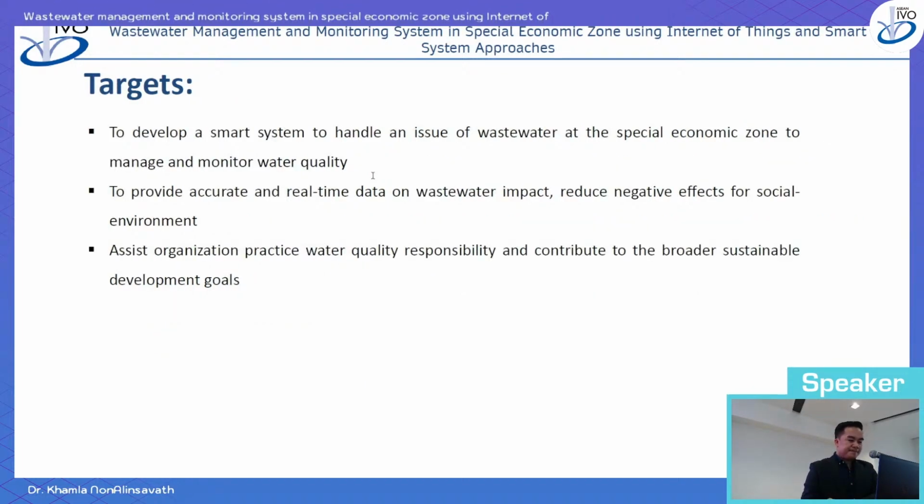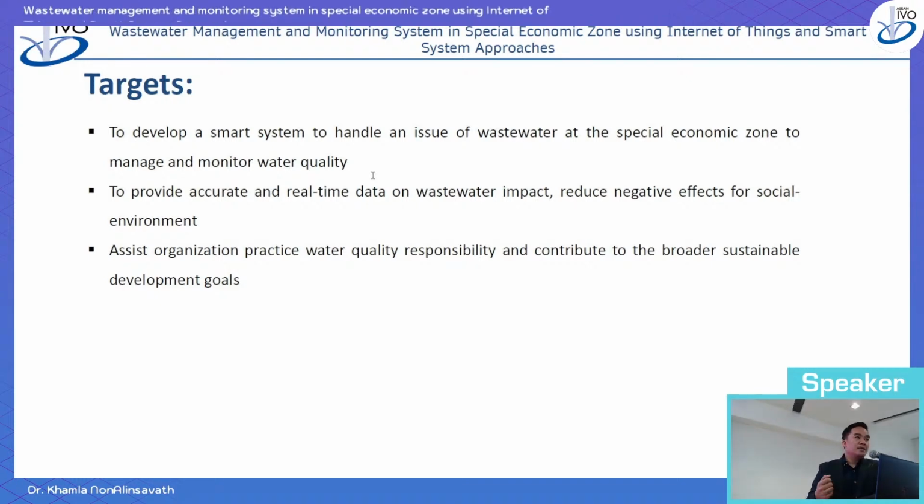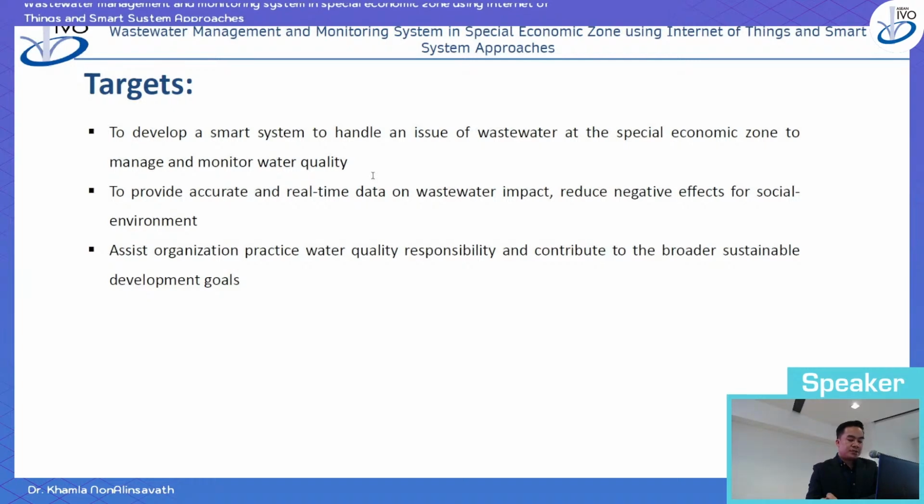The purpose of our project is to develop a smart monitoring system to handle some issues for water quality and provide accurate and real-time data on wastewater impact, reduce negative effects on the social environment, and also to assist organizations to practice water quality responsibility and contribute to the broader sustainable development goals.